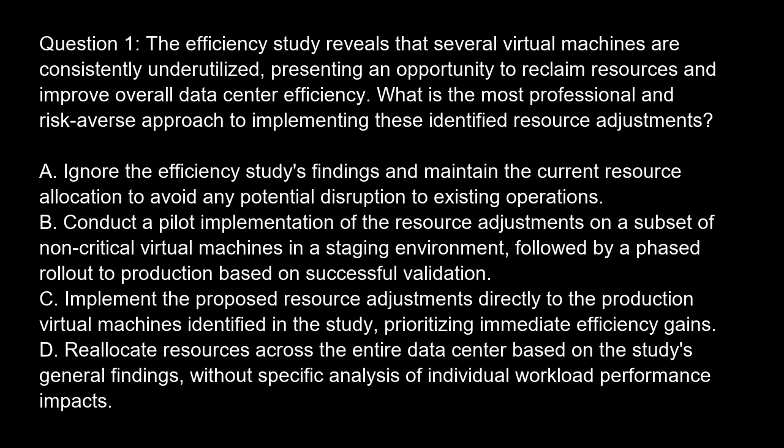Option C. Implement the proposed resource adjustments directly to the production virtual machines identified in the study, prioritizing immediate efficiency gains. Option D. Reallocate resources across the entire data center based on the study's general findings, without specific analysis of individual workload performance impacts.